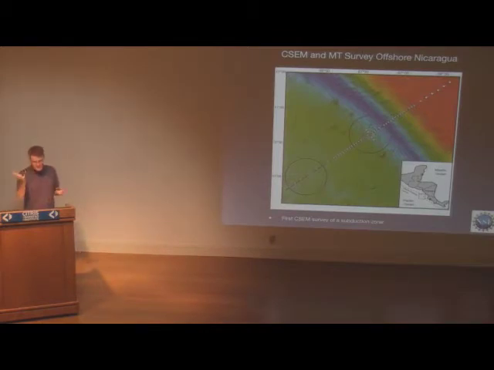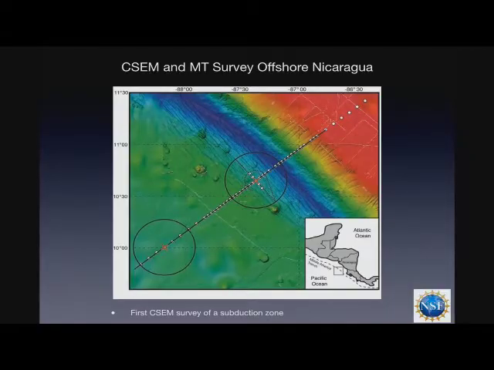So the hypothesis was that water was going down on these faults, and so we designed an EM experiment to try and map the water in those faults, and this is what our experiment looked like.